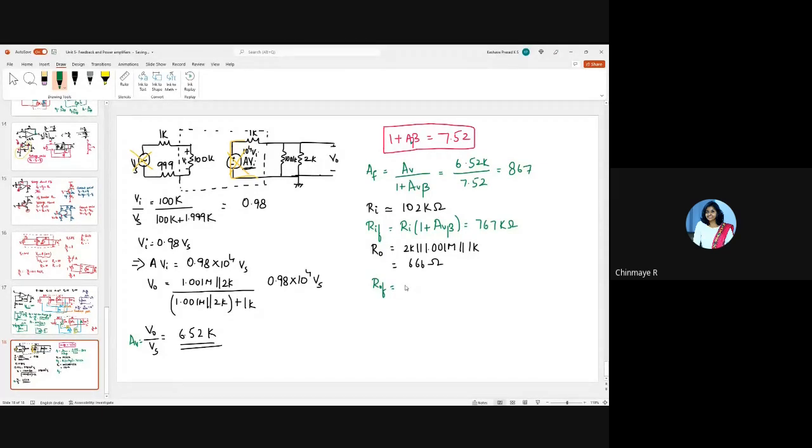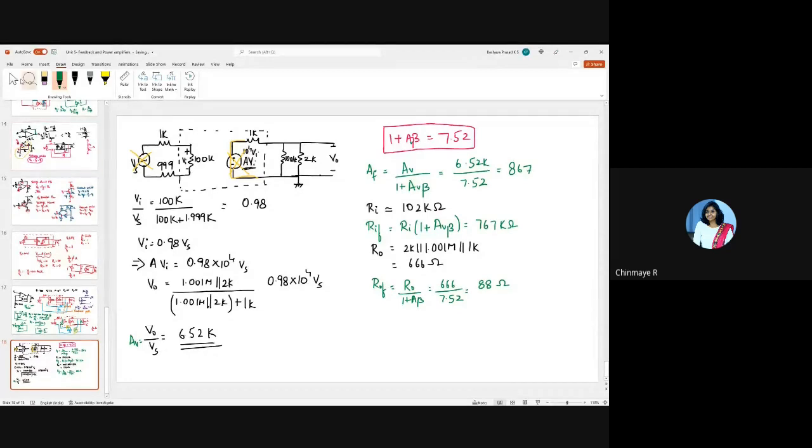So ROF is given by RO divided by 1 plus A beta. That is 666 ohms divided by 7.52. How much is this? 88.56. Around 88 ohms. Okay. So I hope this is clear till here.